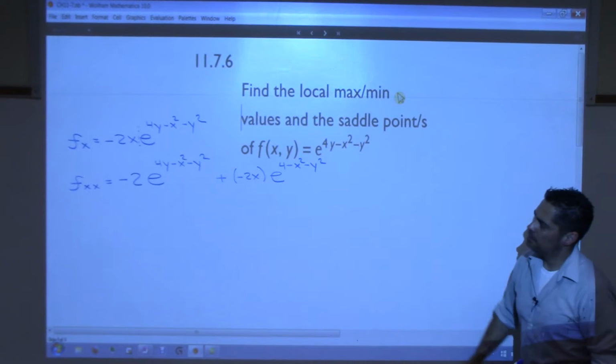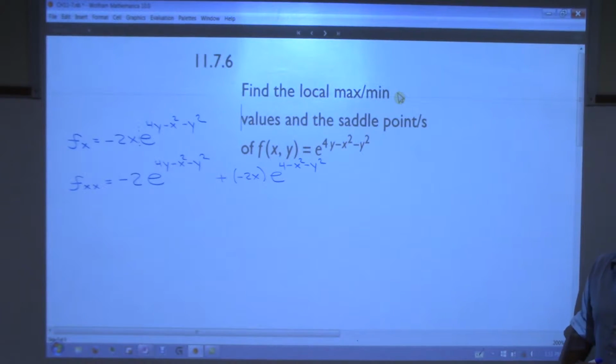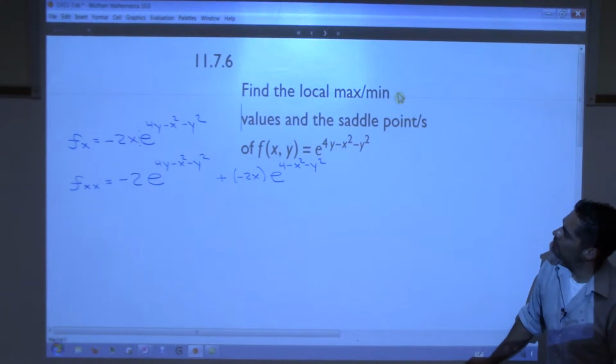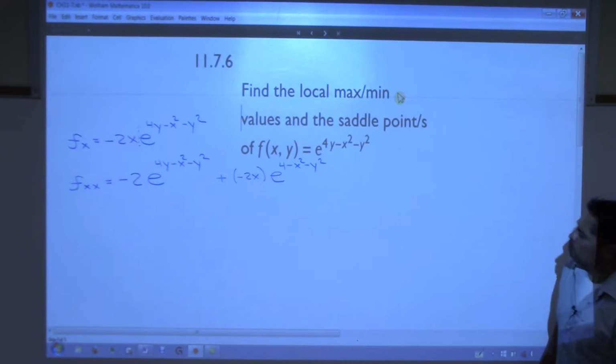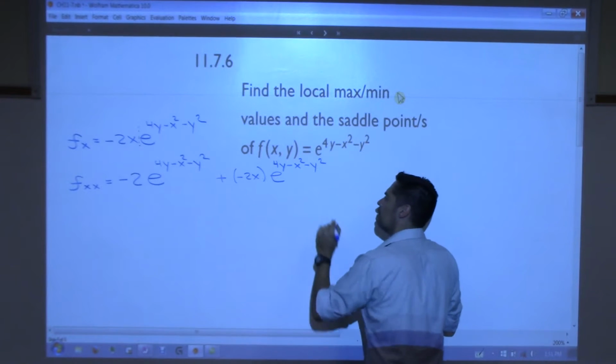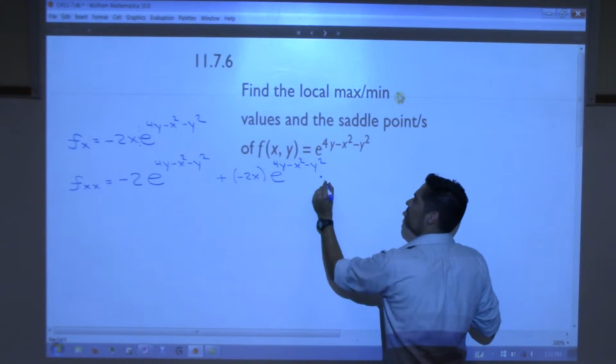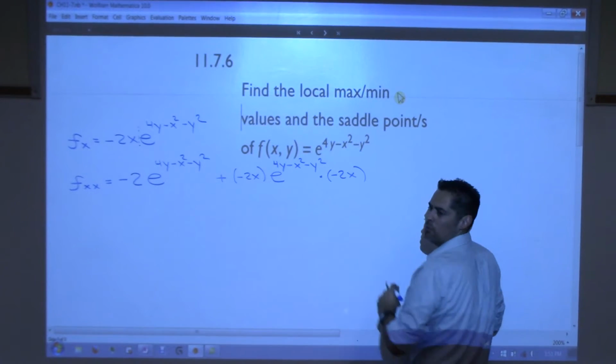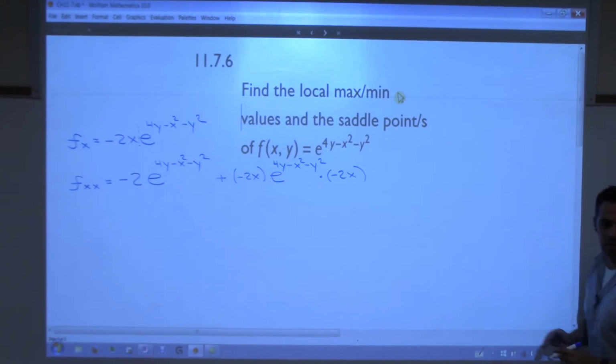Am I done? A little bit more. What? I missed what? 4y. Yes, I missed my y, didn't I? Times negative 2x. So you have to finish the product rule off, right? You got to remember where we were there. That's a mess, right? See if we can clean that up at all.